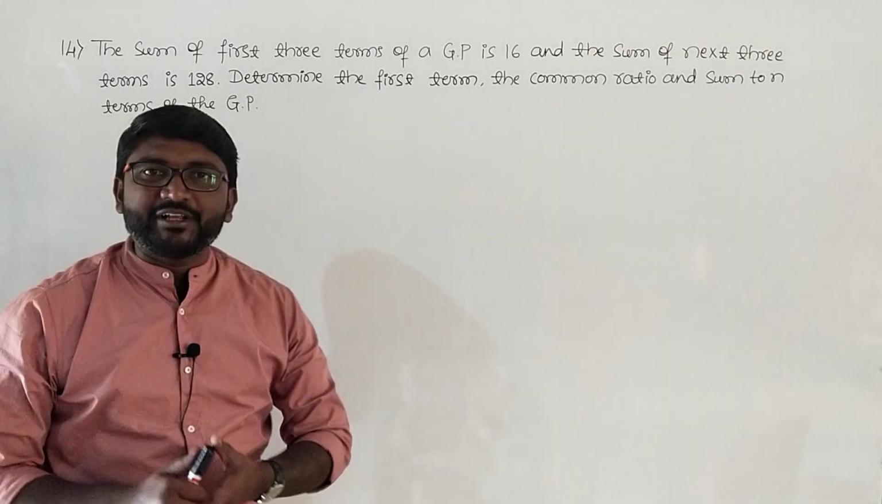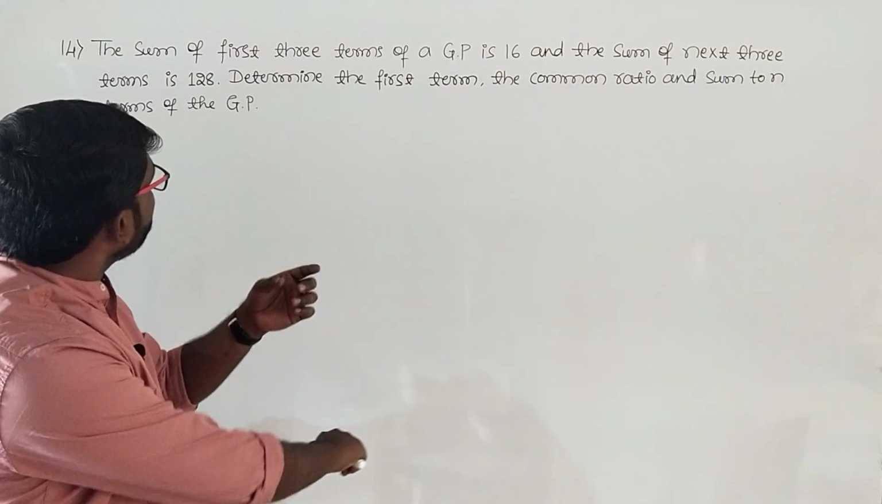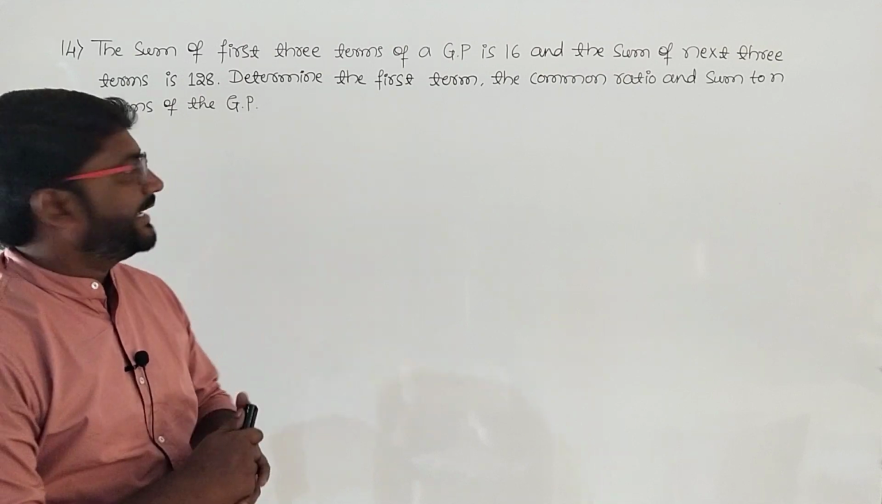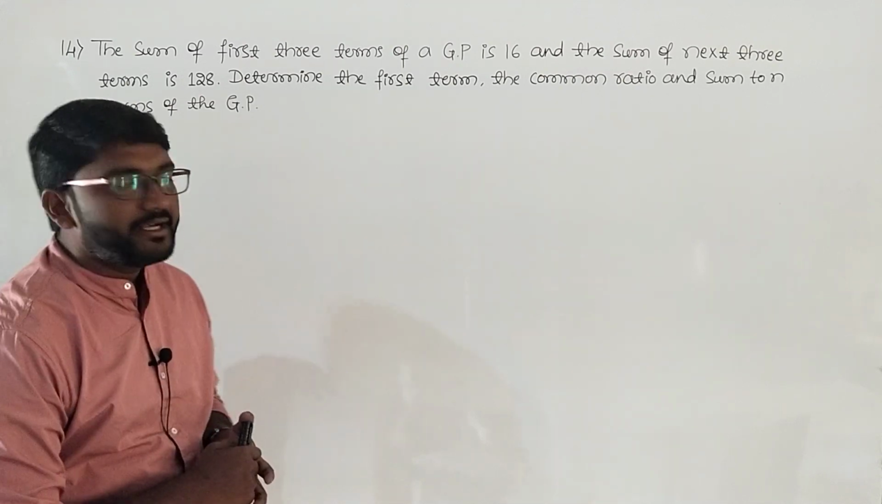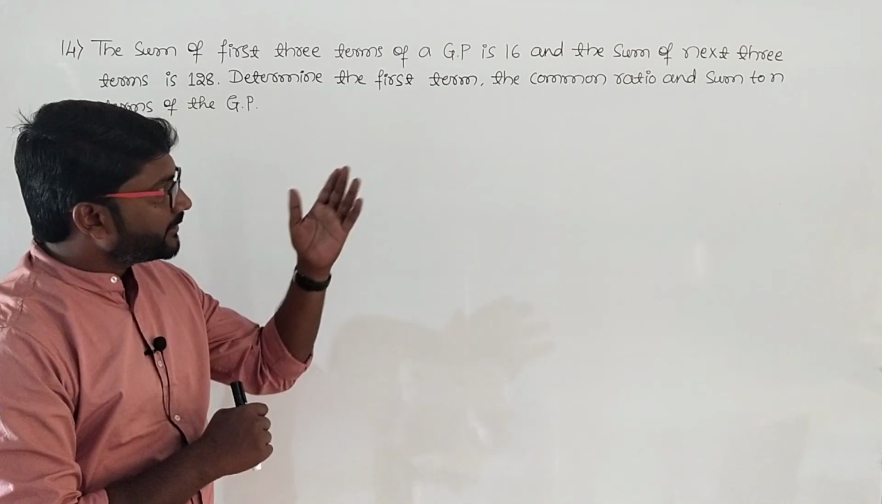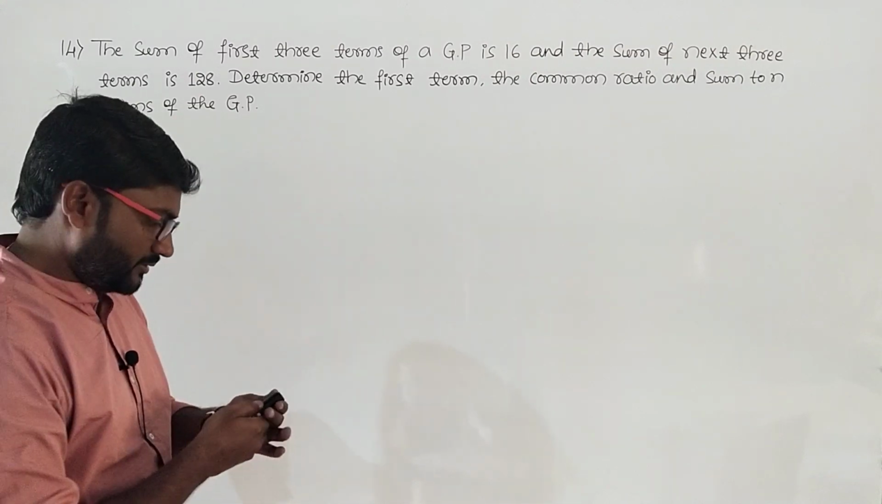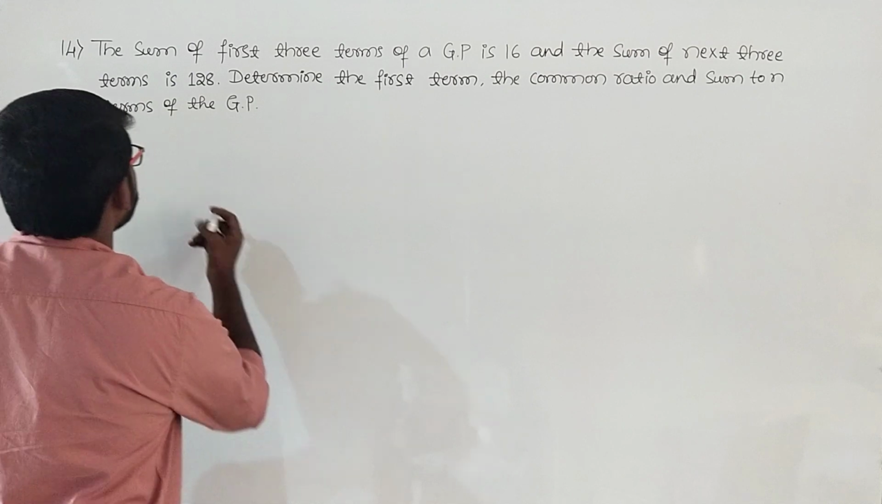Well, the 14th problem it is the sum of first 3 terms of a GP is 16 and the sum of next 3 terms is 128. Determine the first term and the common ratio and sum to n terms of the GP. So we'll write the given information.